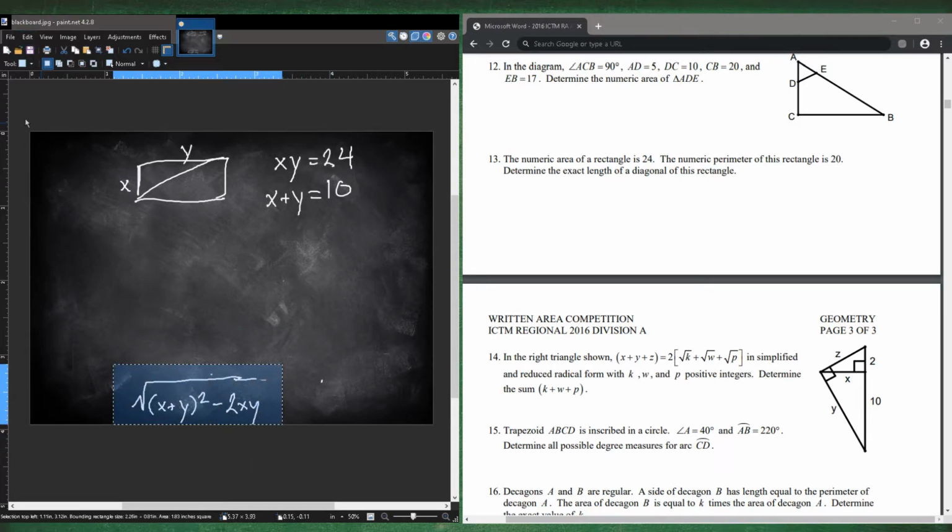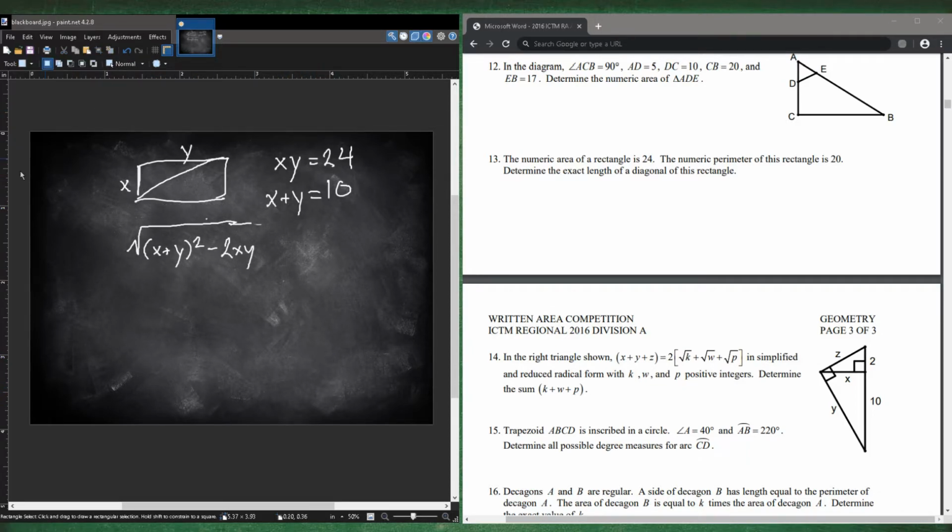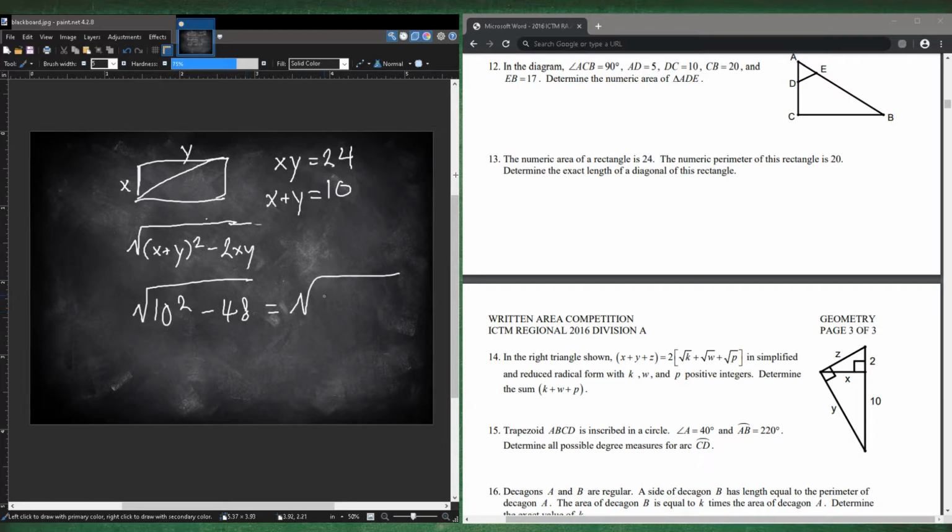Okay, and let's move this up. So we need to find this. So we could just plug everything in. So x plus y is 10. So that's 10 squared minus 2 times xy. So xy is 24, so minus 48. So this is 100 minus 48, which is equal to 52.